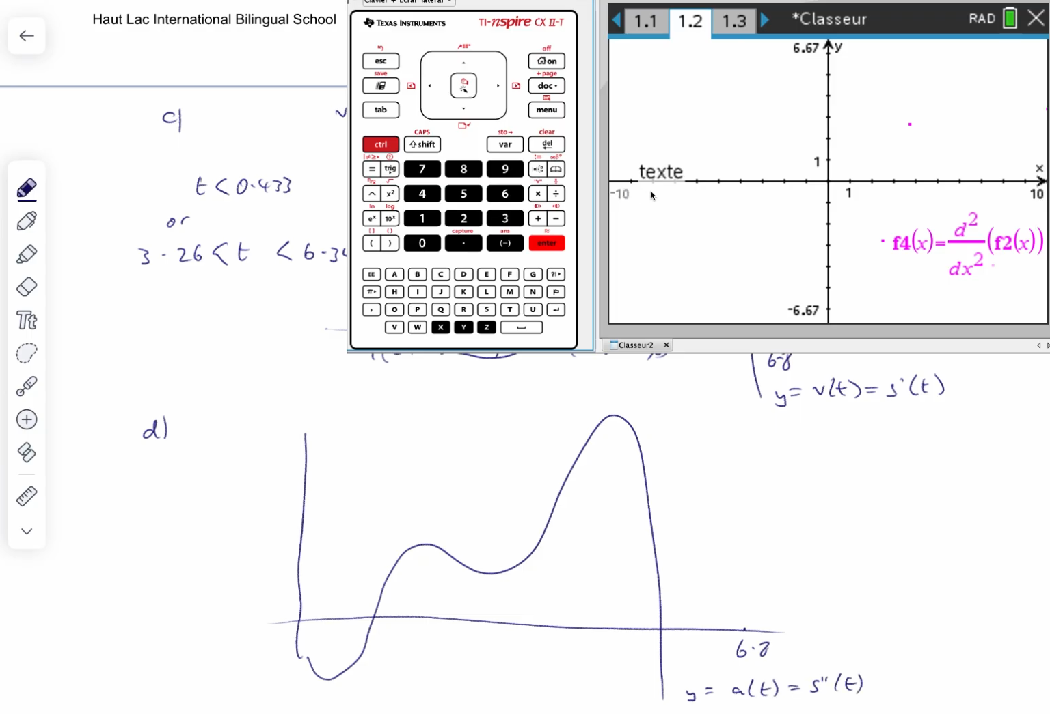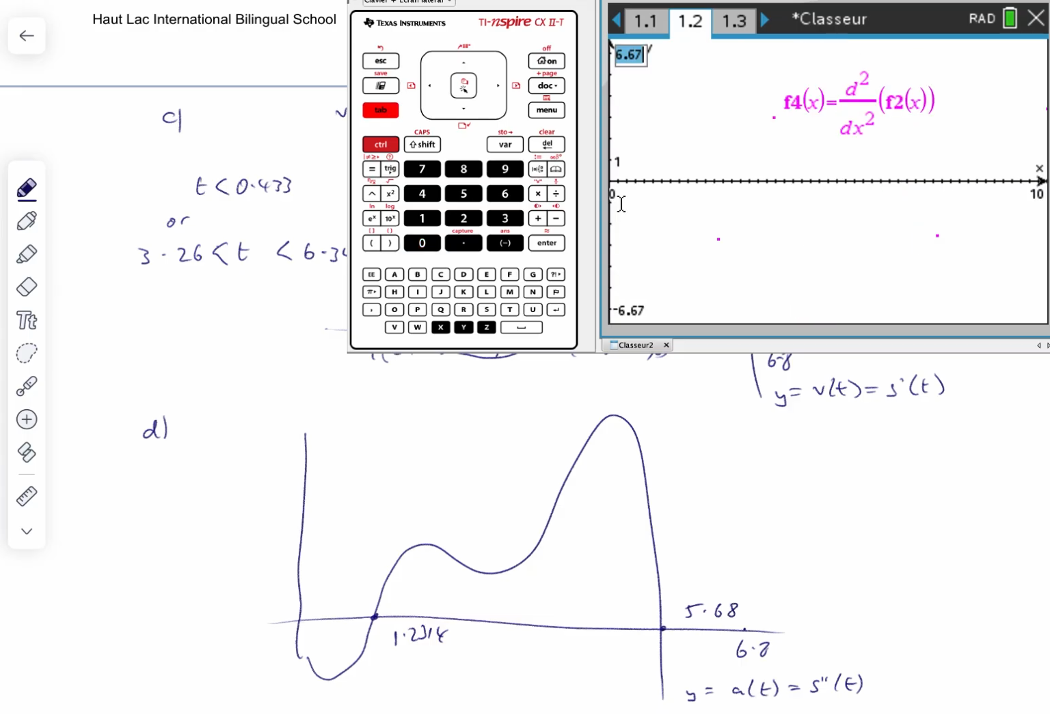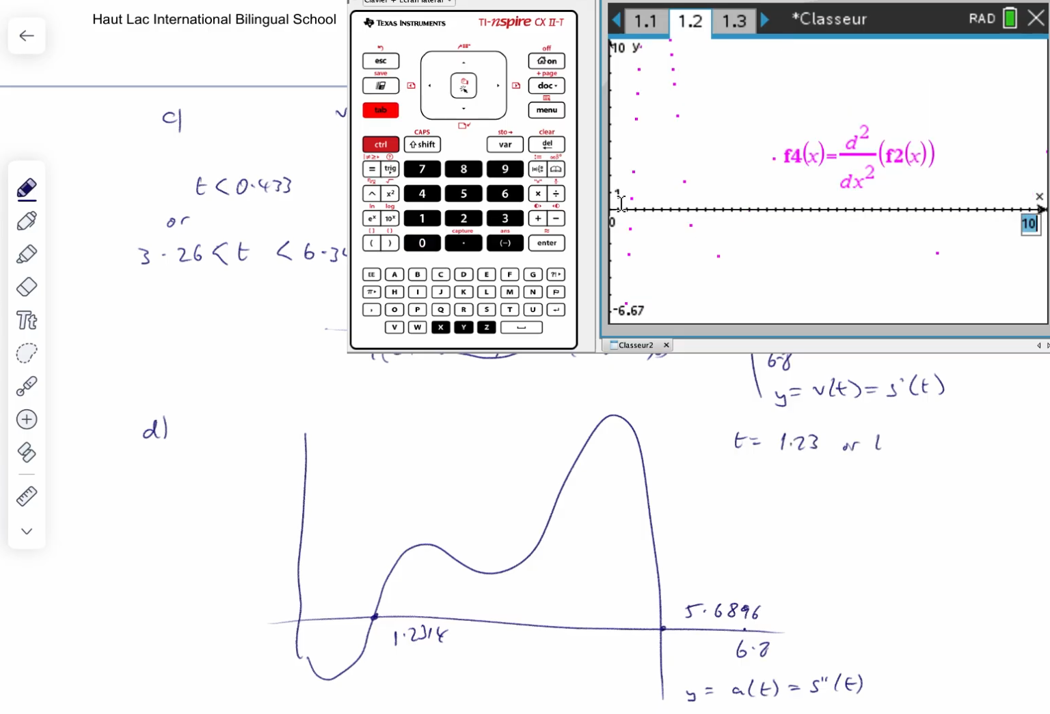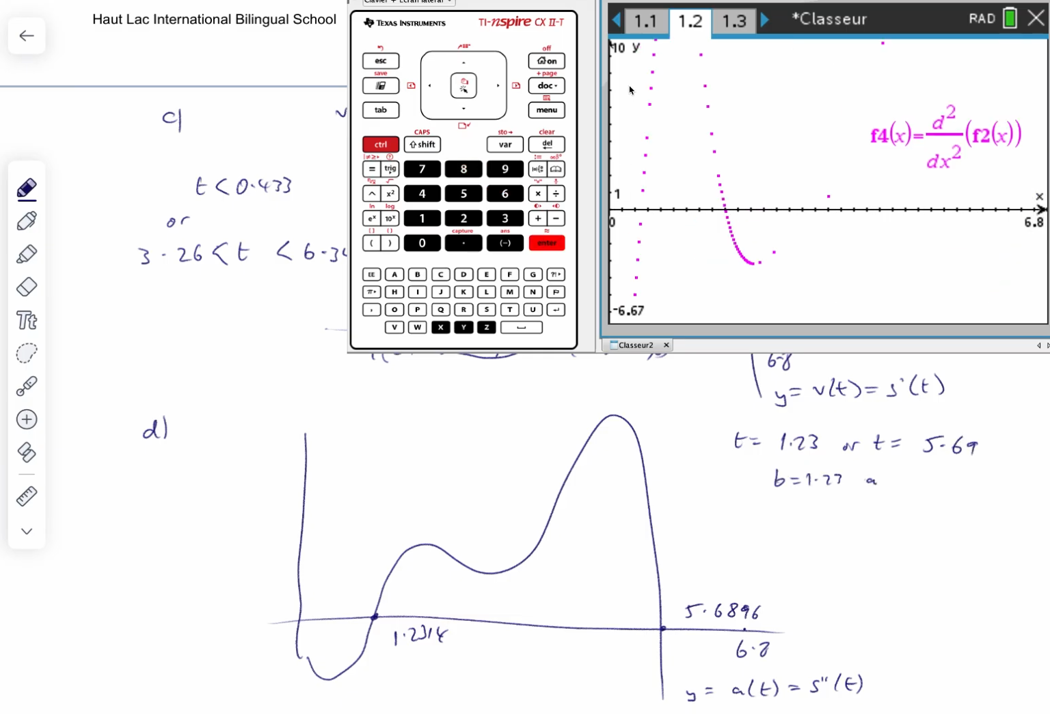I've got the wrong setting. It's taken a long time to draw this bit because I've set this wrong. 1.2314 to be and 0.6896, and we have this. So let's go t equals 1.23. Or t equals, and we only want to go up to 6.8, 5.69. So B equals 1.23 and C equals 5.69.